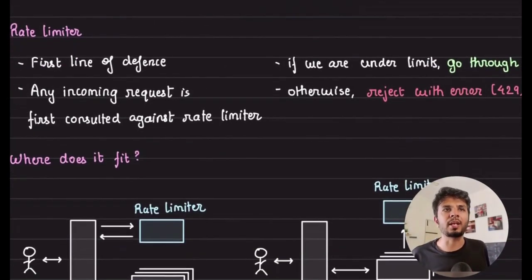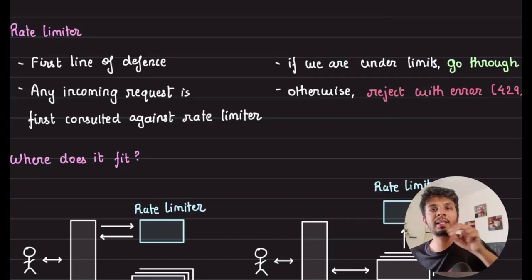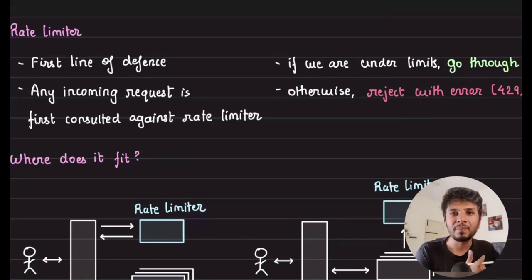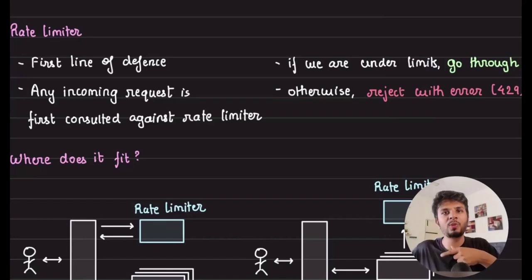Okay, given the requirements are clear, now let's understand a bit more about the rate limiter and then we start designing it. Okay, so the rate limiter is the first line of defense. Any incoming request would first consult the rate limiter: hey, am I allowed or not? If the rate limiter says no, it basically kills that request right away. Otherwise, if it says yes, then you move ahead, right? That's the job of a rate limiter.